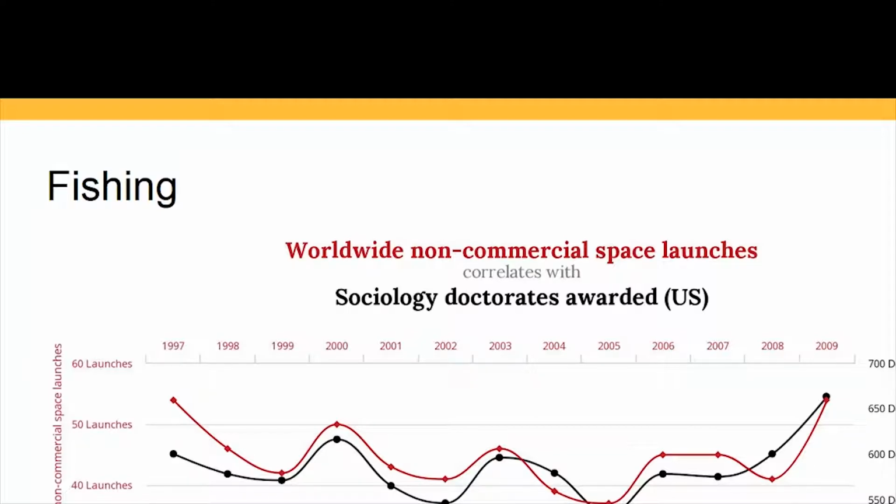Considering the graph, if somebody without looking at the data had made a model that predicted a correlation between non-commercial space launches and sociology doctorates awarded, this figure would be strong evidence in favor of that model if they had specified the model beforehand. And this was the case with prone sleeping and SIDS, right?